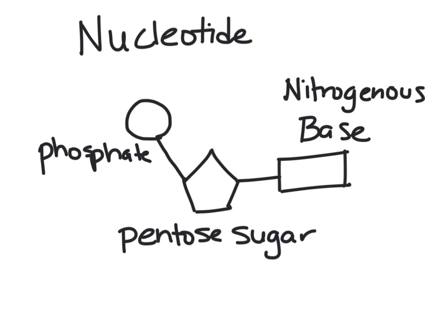In looking at the RNA nucleotide, we see that it consists of three parts. Part 1 is the phosphate group, which we symbolize as a circle. Part 2 is the pentose sugar, which we symbolize as a pentagon shape. And part 3 is the nitrogenous base, which is usually symbolized as a rectangle. And these three parts make up our RNA nucleotide.